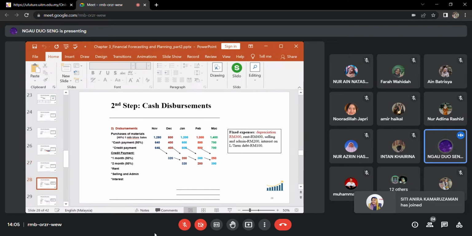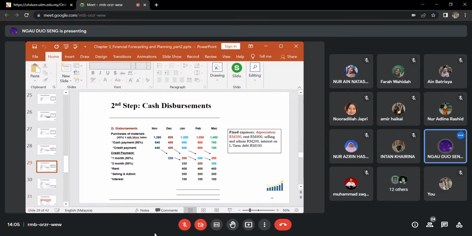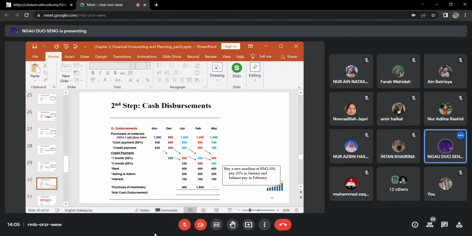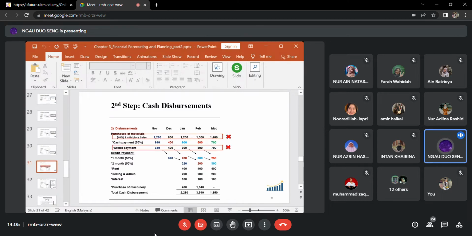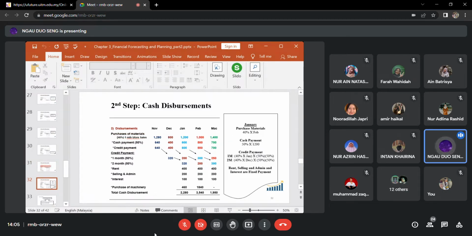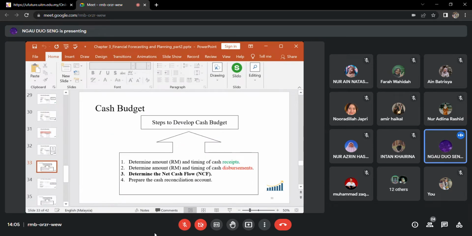Then we just write down for the other expenses like rent, right? Selling and admin, then interest, then purchase of machinery. Then we have total, right? So we have total. Then this one is the second step we have done also. So next we have the step 3, determine the net cash flow or the NCF.